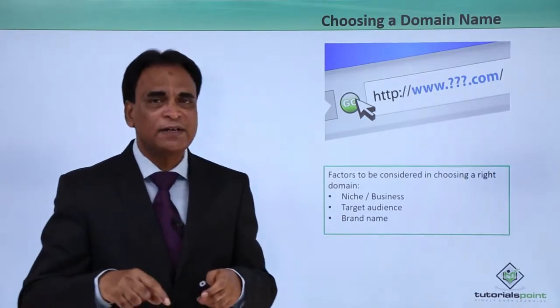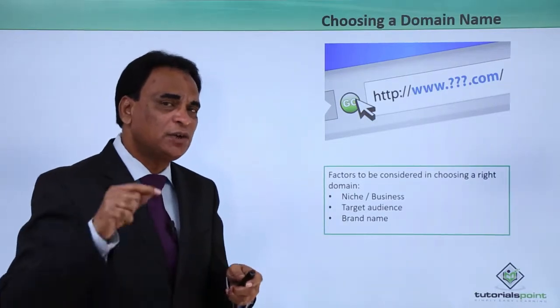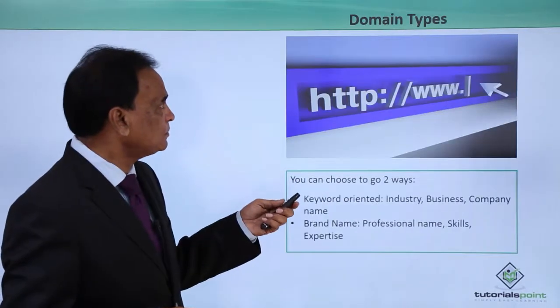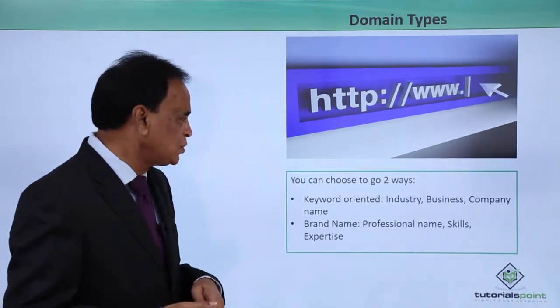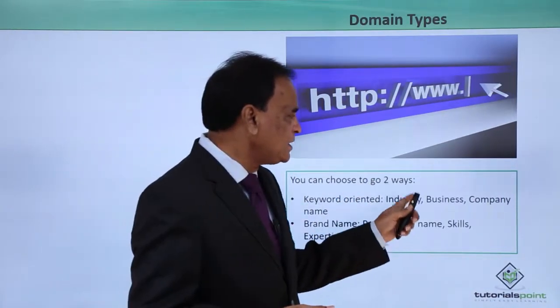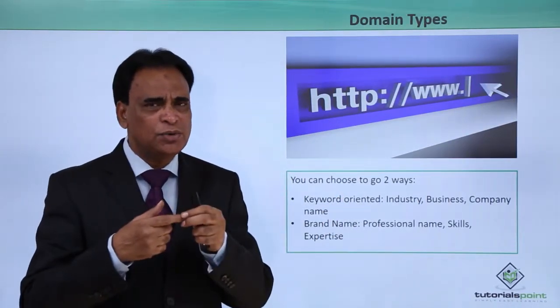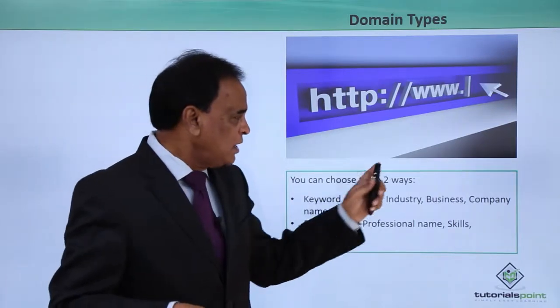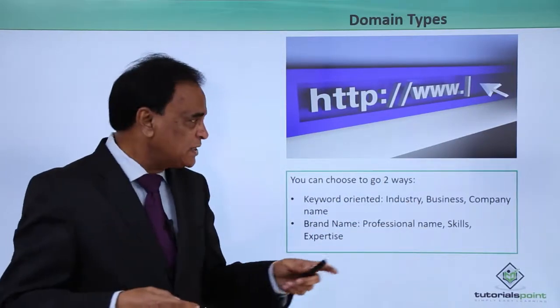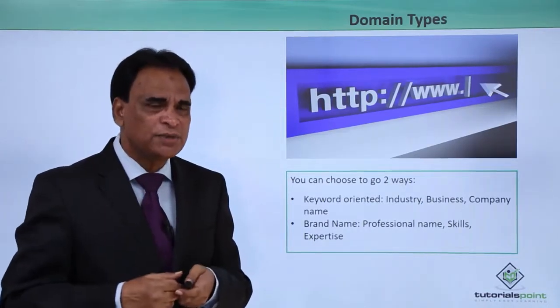These are the several factors that you can take into consideration when registering a domain name for your website. As for the types, there are basically two types of domains that you can choose. One is keyword oriented: you can choose a domain name that has keywords related to your business, your industry, or the name of the company. This is one way of choosing a domain name.